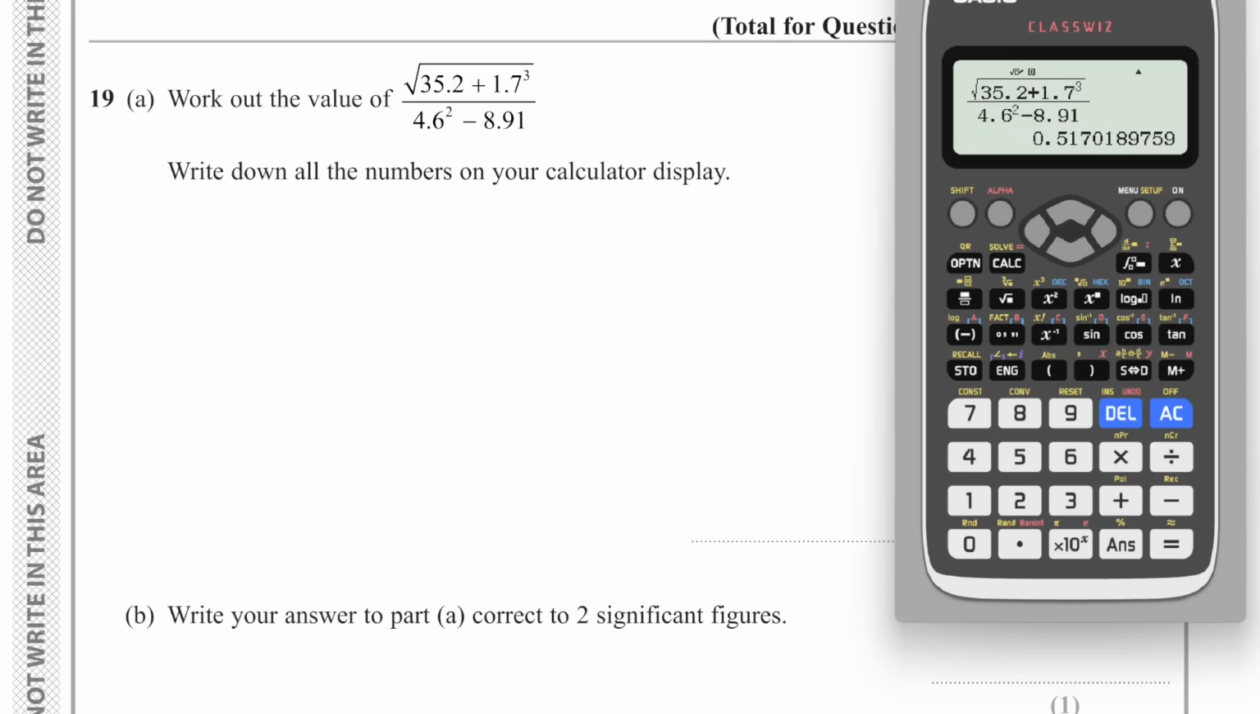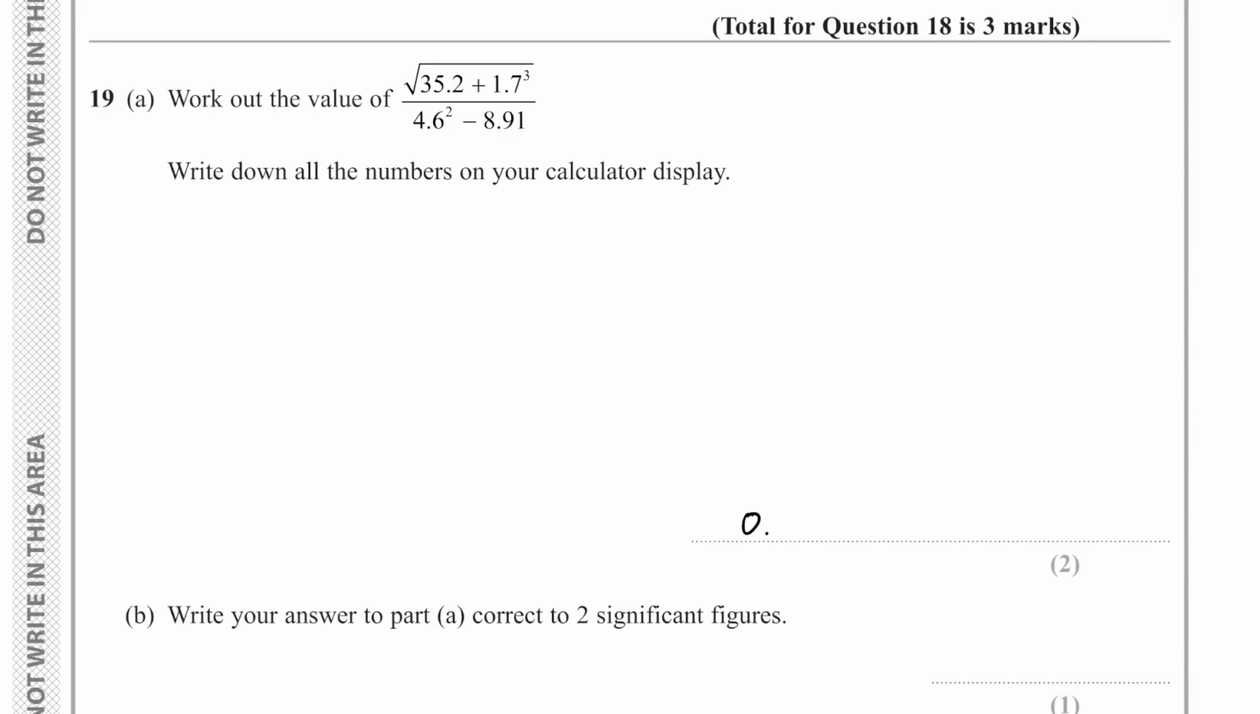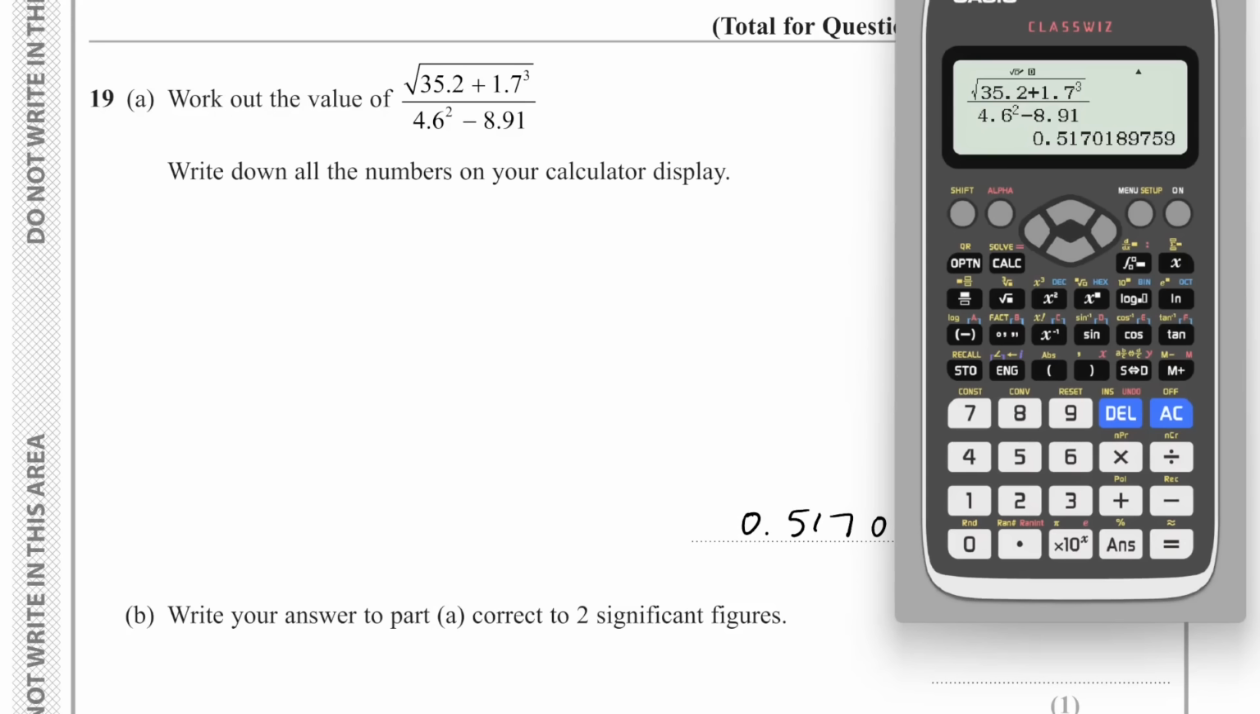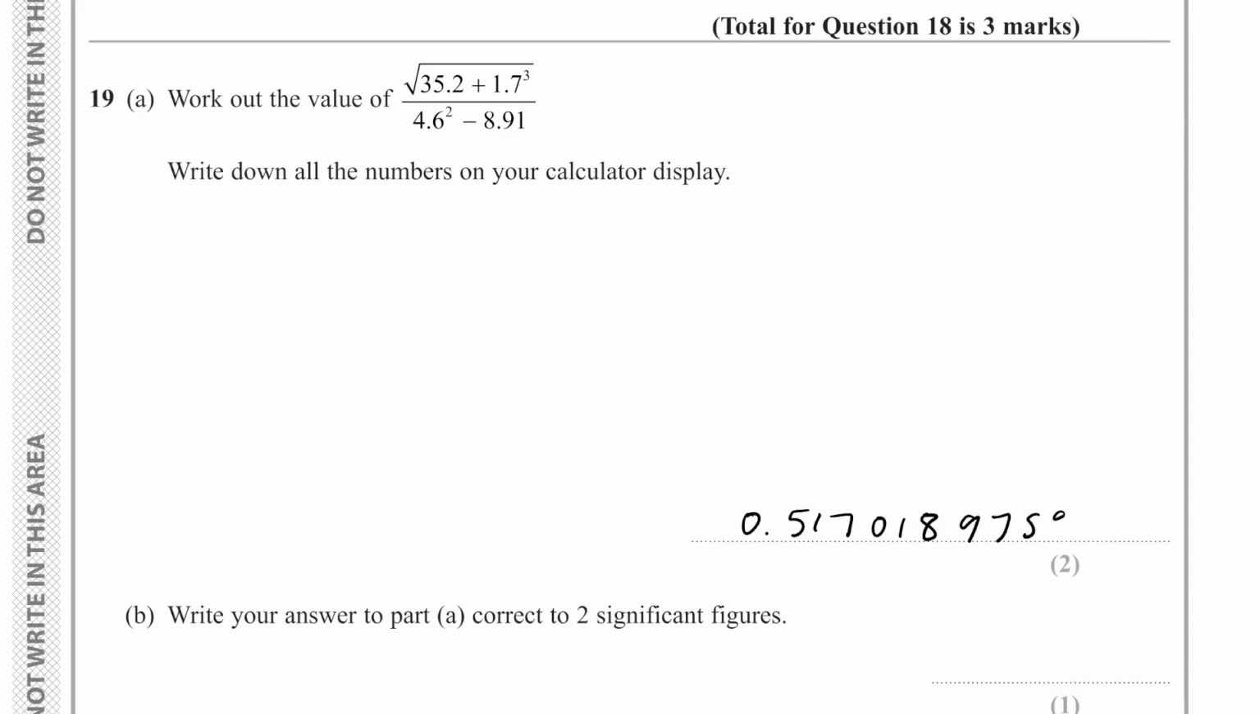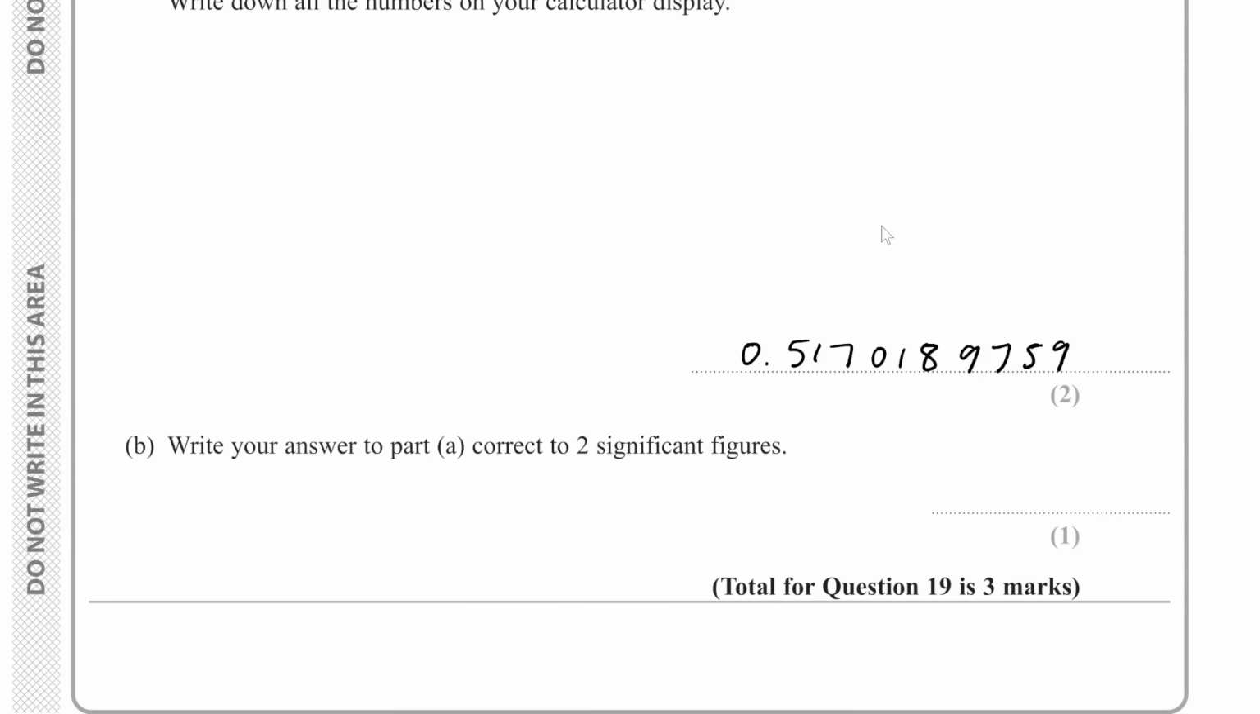0.517018 9759. Write your answer correct to two significant figures. So it's the first non-zero number that we count. So it's 0.5. The next one's a 1, but it's got a 7 after it, so it rounds up to 0.52.